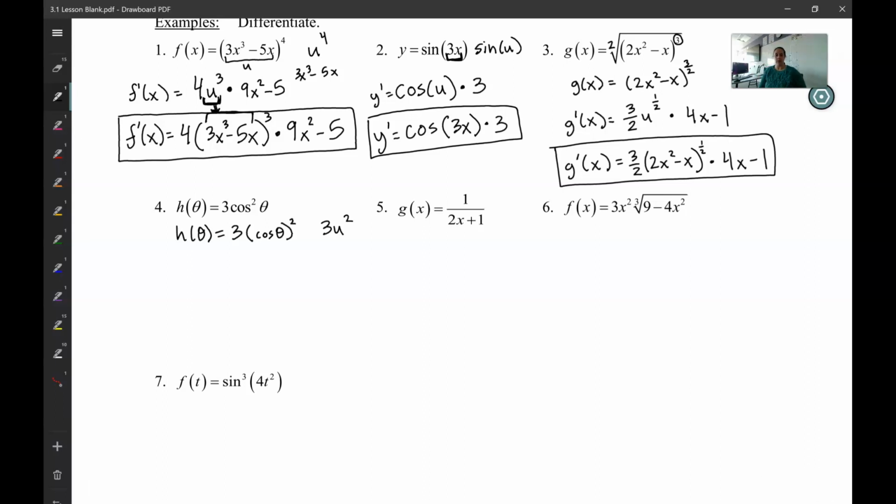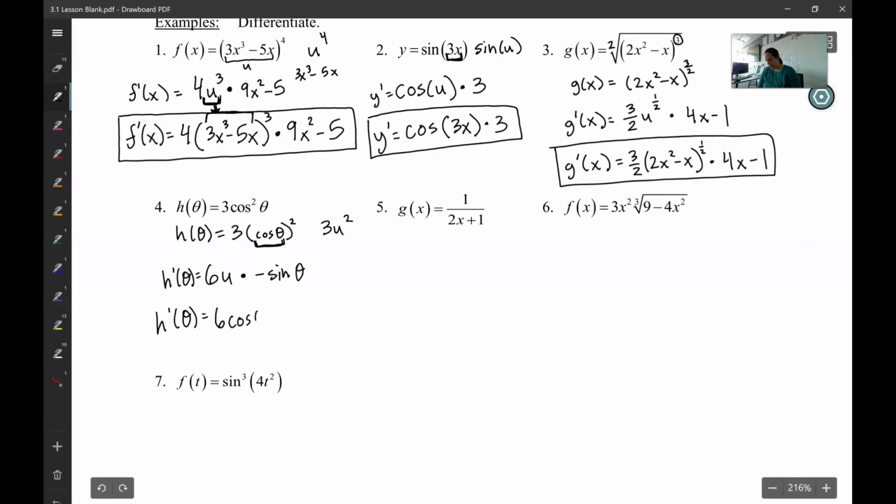3u squared. So I'm going to take the derivative of the mommy function, so 6u times the derivative of the baby function, derivative of cosine is negative sine, and then finally substitute u back in. So I got 6, let's see, my u was cosine of theta, times negative sine of theta. And there we go.